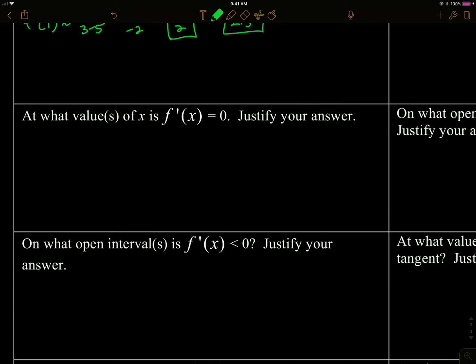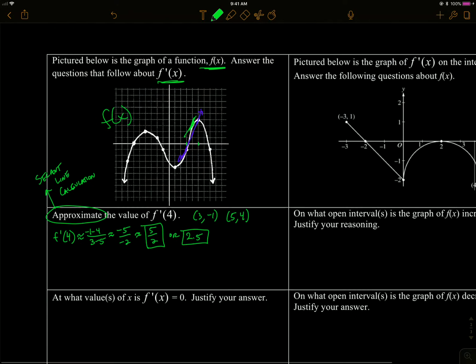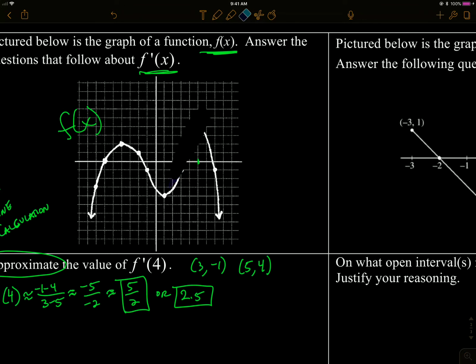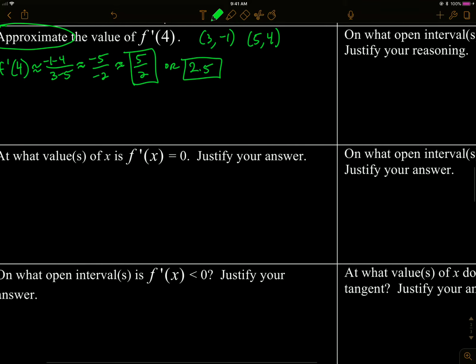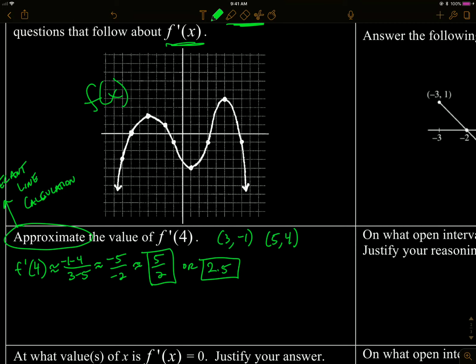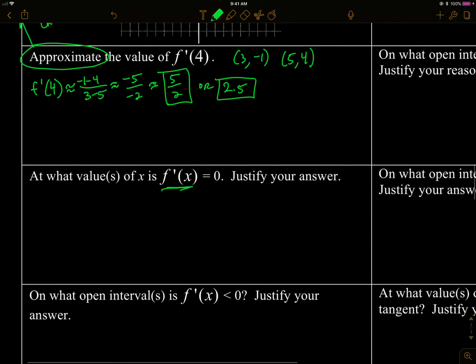At what value of x is the derivative equal to 0? Justify your answer. Now remember, this is a graph of f, and they're asking about f prime now. So that's what we're trying to get at in this lesson. So the derivative is 0 anywhere that I can draw a horizontal tangent line, and those typically occur on polynomials at maximums and minimums.